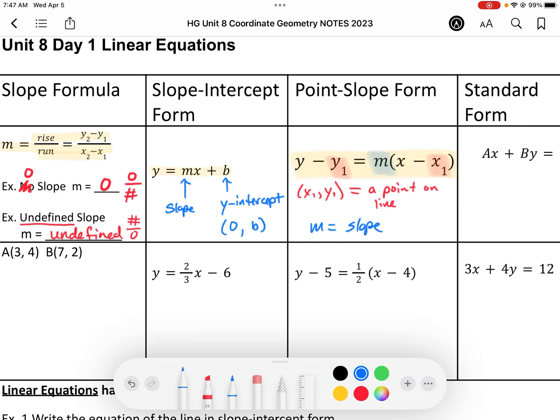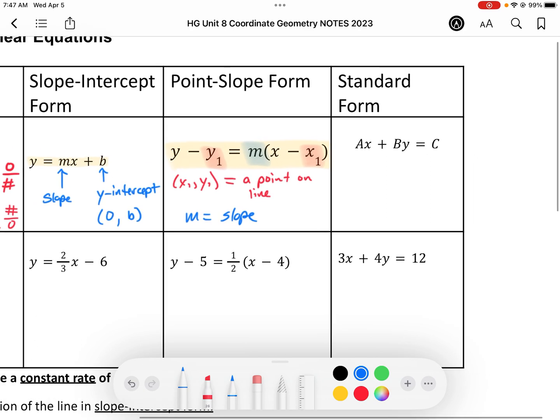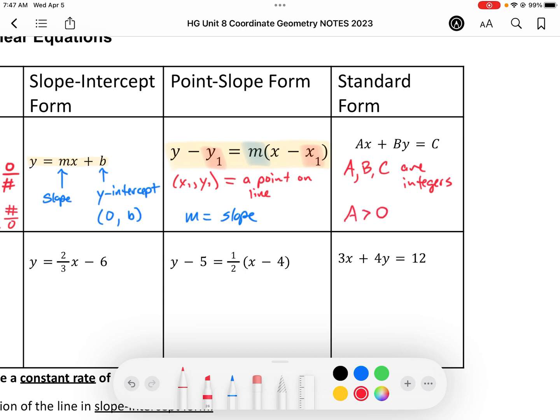And then we have another form of this equation called standard form. So linear equations can also be written in standard form. This one's going to be a lot different. This is where these values a, b, and c are considered integers, and the first one in front of x, a, is always a positive number greater than 0.